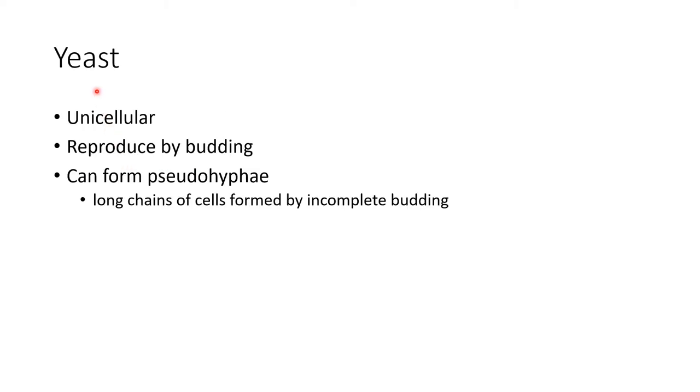Now let us see about yeast. In this form, the fungi are unicellular. They reproduce by budding. Sometimes they can form pseudohyphae. Pseudohyphae is nothing but long chains of cells formed by incomplete budding.